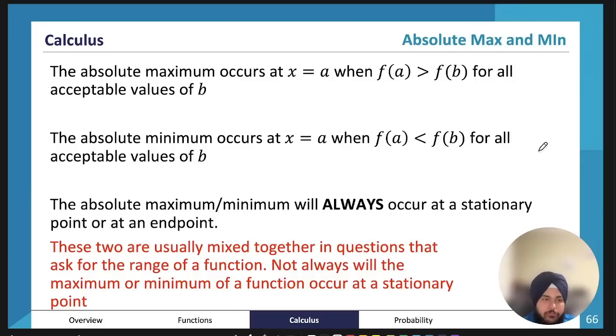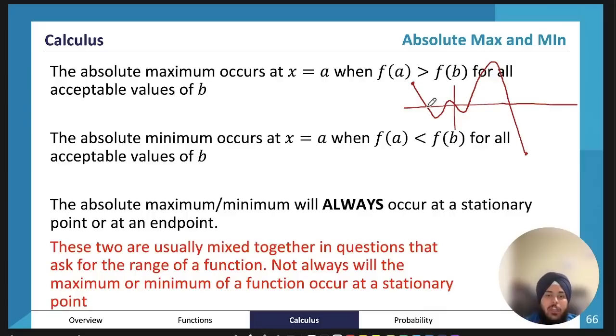Okay, so now we'll look at absolute maxima and minima. So absolute maxima and minima is essentially just the most maximum or the most minimum value in the entire graph. So if I was to use a quick example, let's just say this is my graph. I have two endpoints here. But when I'm trying to determine the absolute maximum and the absolute minimum, I'm looking at what point is the highest out of all of them and what point is the lowest.